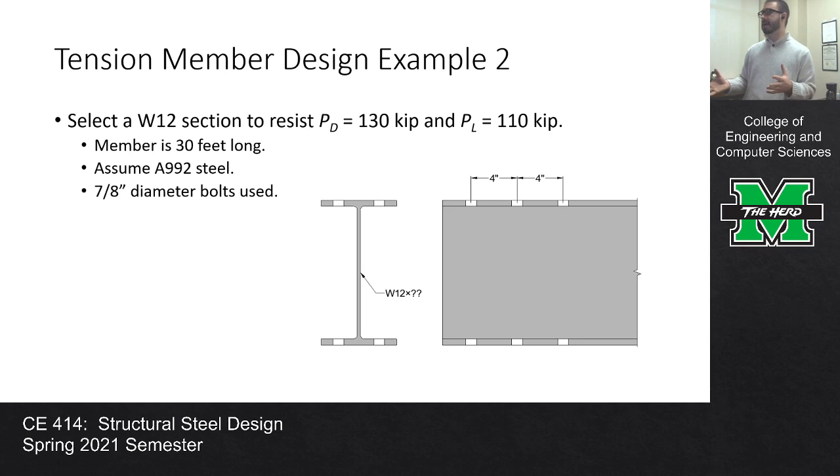We're going to assume A992 steel. That is the steel for W shapes that, unless otherwise stated, that's going to be what you assume. And we're going to use 7/8 inch diameter bolts. So pop quiz, make sure everybody's paying attention. If we have 7/8 inch diameter bolts, what does that mean for the connection?